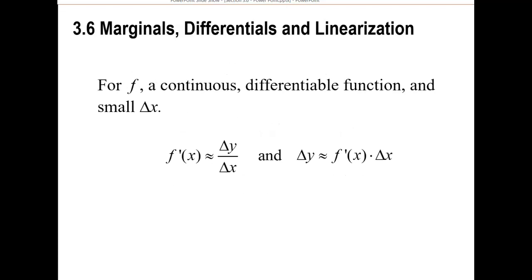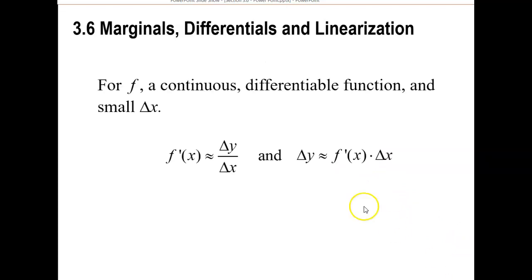All right, for f, a continuous differentiable function and a small delta x, we can approximate this using our f prime definition. So the derivative f prime of x is approximately delta y over delta x, change in y over change in x, or slope of the tangent line. So if I rearrange this equation and solve it for delta y, multiply both sides by delta x, we get delta y would be approximately equal to f prime times delta x.